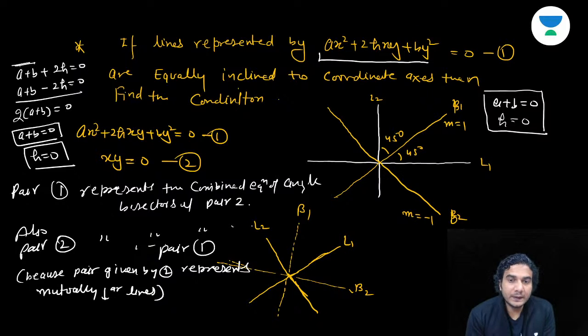So whenever two lines are given mutually perpendicular, then their bisectors will of course be mutually perpendicular, but the given lines will be bisectors of the bisectors. All right, if lines are given mutually perpendicular.